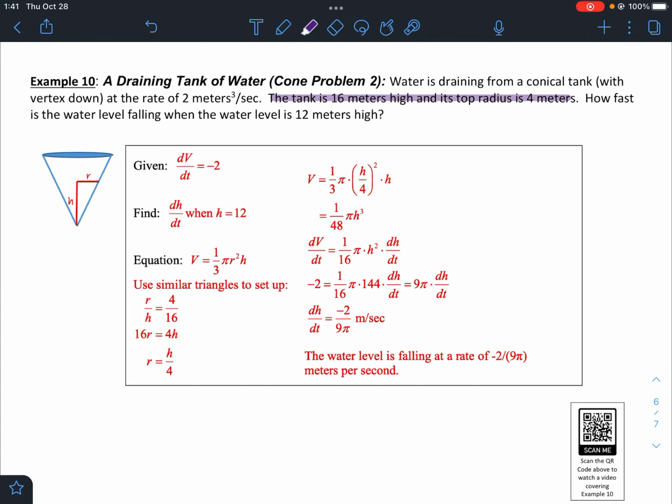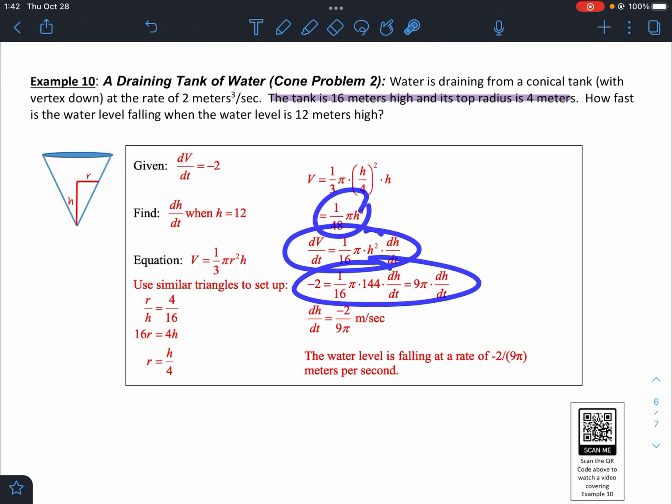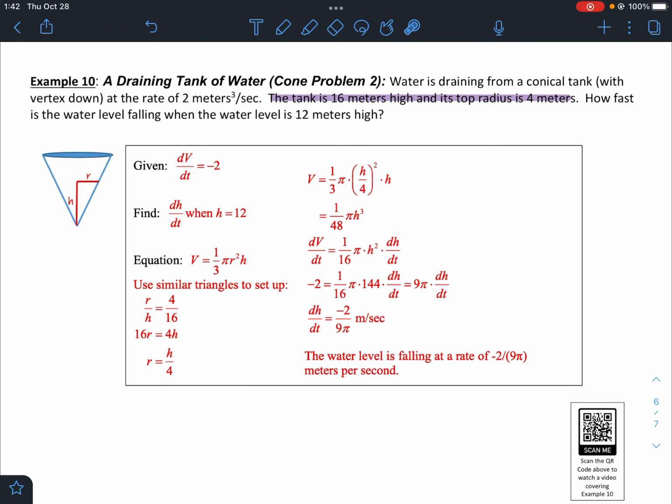So we know that the radius will always be 1/4 of the height. So I can replace radius with height over 4. Simplify, take your derivative, put the numbers in, and solve. So you get -2 over 9 pi meters per second. And one last time, you can pause the video here before trying our last problem of the worksheet.